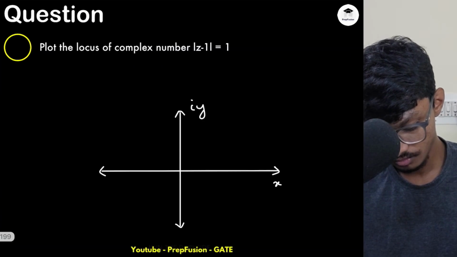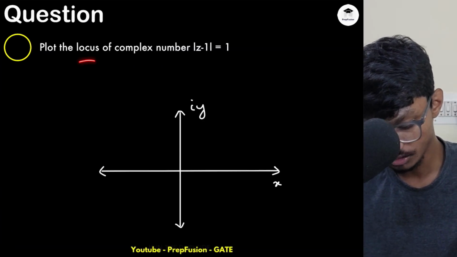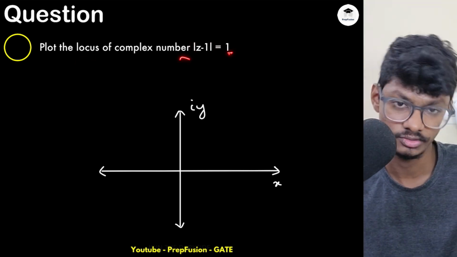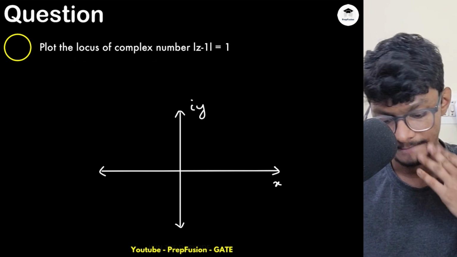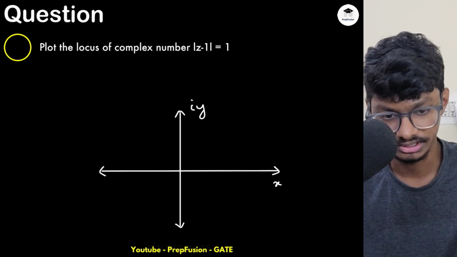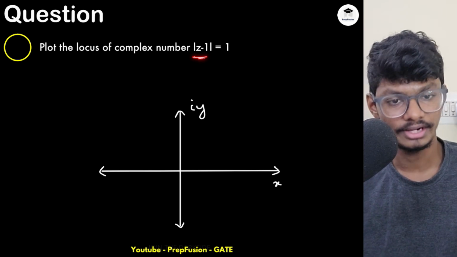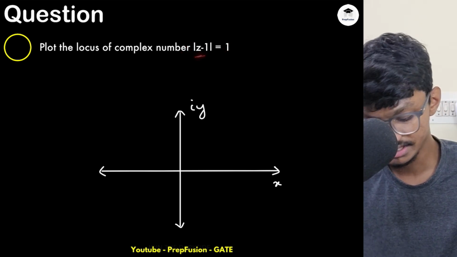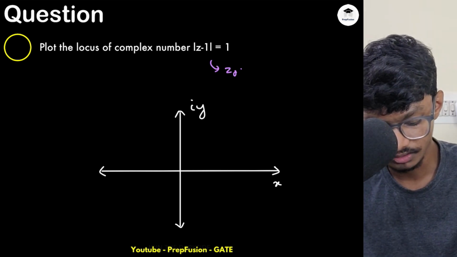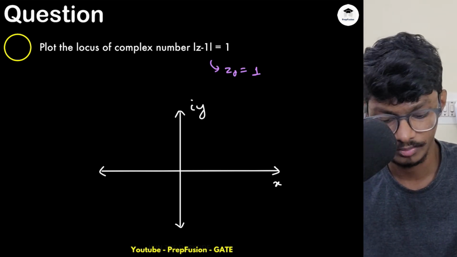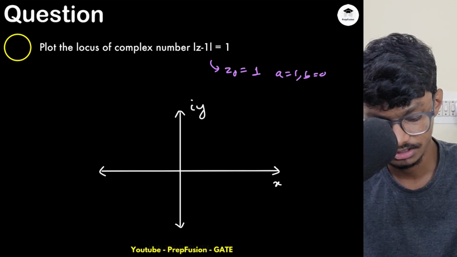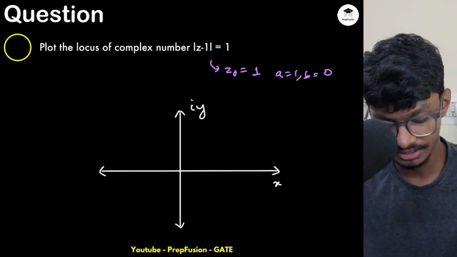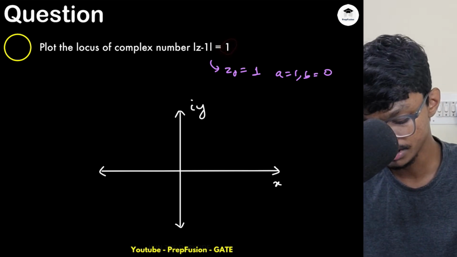So we have to plot the locus of the complex number, which is mod of z minus 1 equals 1. Why is this important? This will be important in integral calculus, that's why. And anyways, you should know the locus, right? So basically, how can you plot? Can you identify the center and the radius from here? This is z minus z0, and my z0 is 1 in this case. So my a is 1 and b is 0. So obviously it is a circle with radius given over here, which is 1.